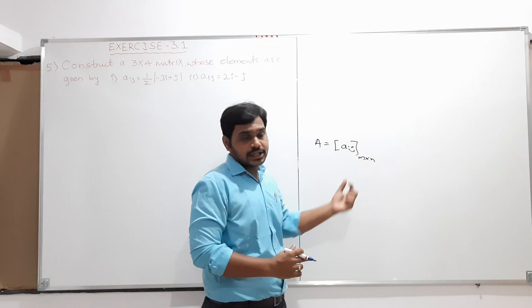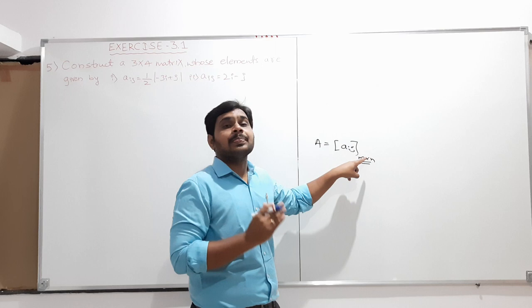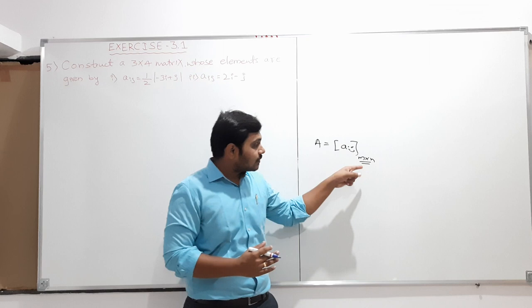And this m cross n indicates the order of the matrix. So what does the order of the matrix mean? How many rows are there? The first place, m, indicates how many rows there are. And n means n columns are there. That indicates how many columns there are. Therefore, the order of the matrix is m cross n.